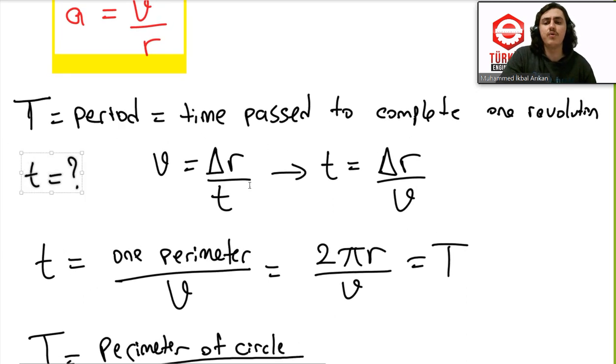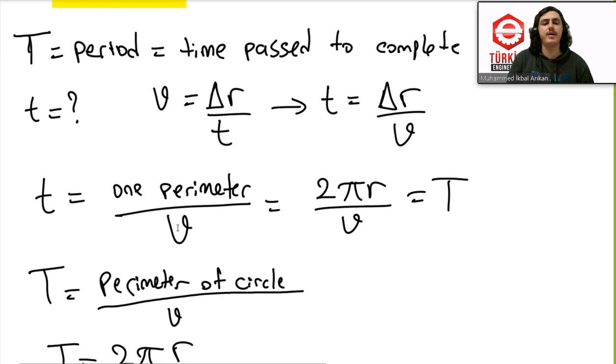So how can I know? This is actually talking about the time. So how can I calculate time if I know the velocity and displacement? As you know, velocity will be equal to delta R divided by time. So if I switch velocity by time, time will be equal to delta R divided by V. So what is my delta R for one revolution? If I'm just starting from first point and coming to the same point in the circle, I'm completing one whole perimeter. So one perimeter divided by velocity will give me the time, which is the time period for completing one circle. So it is just the perimeter formula, which is 2 pi r divided by velocity, will give me the time period.